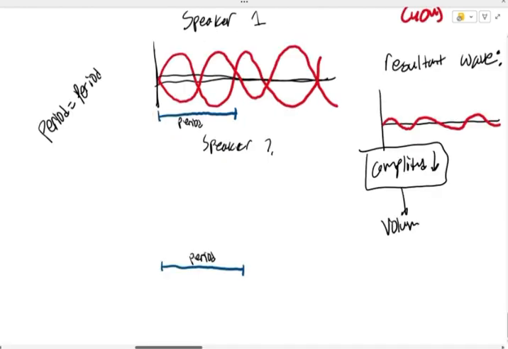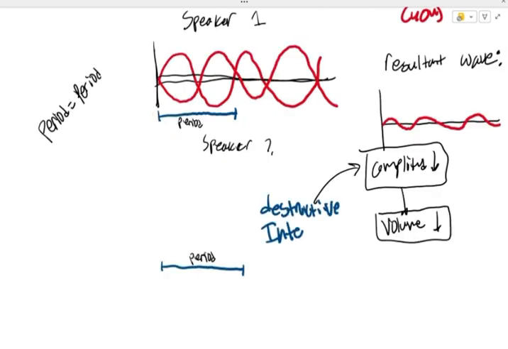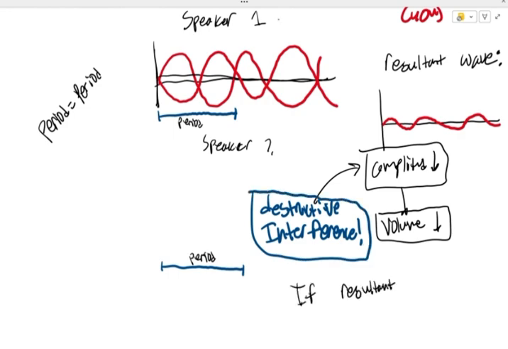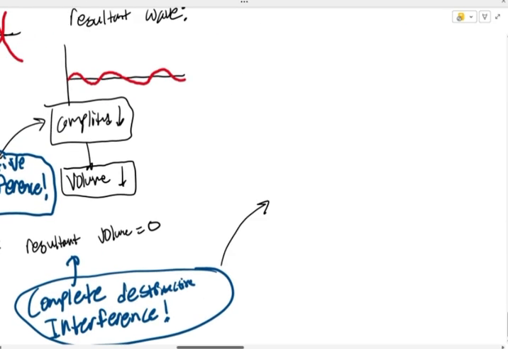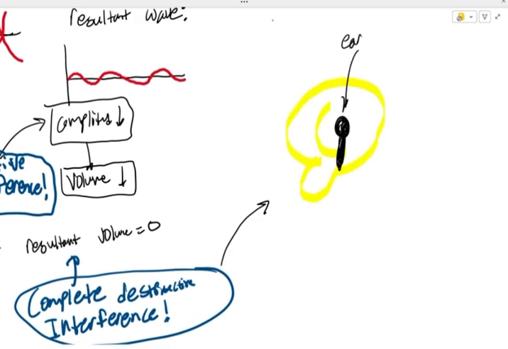This means that the volume decreases, which is destructive interference. If done perfectly, the volume is 0, and this is complete destructive interference. We see this with noise cancellation in earbuds, where the earbuds will play the same frequency as outside sounds but out of phase, such that it cancels the noise.